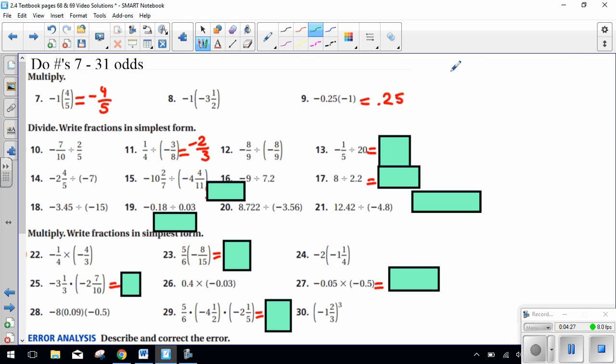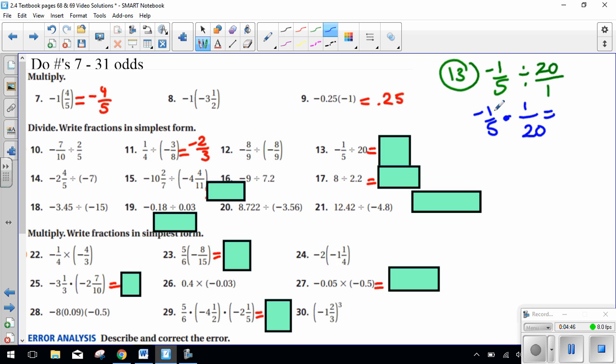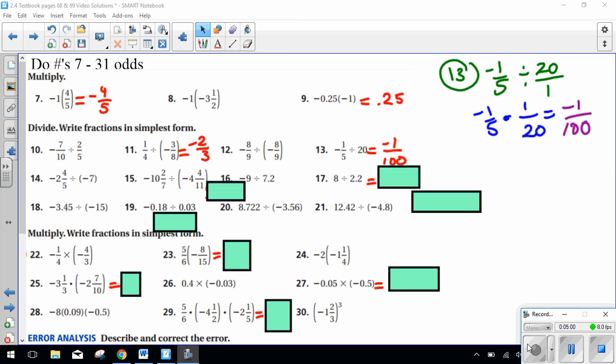Let's go to number 13. We have negative 1 over 5 divided by 20. Remember, 20 is the same as 20 over 1. So what we're going to do is keep, change, flip. And now we multiply straight across. Negative 1 times 1 is negative 1. 5 times 20 is 100. So our solution to number 13 is negative 1 over 100.